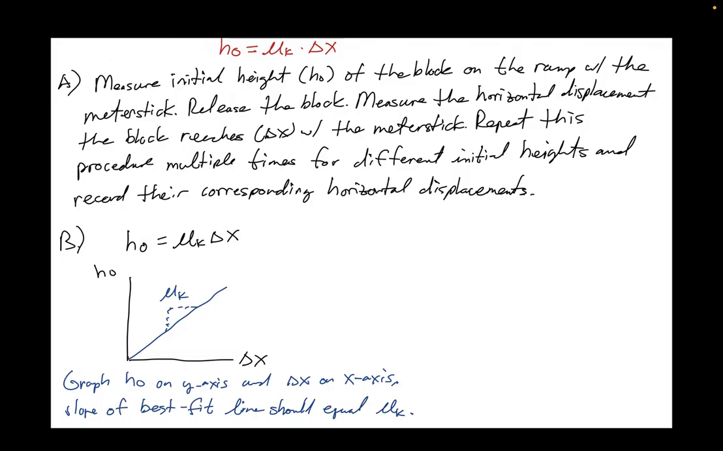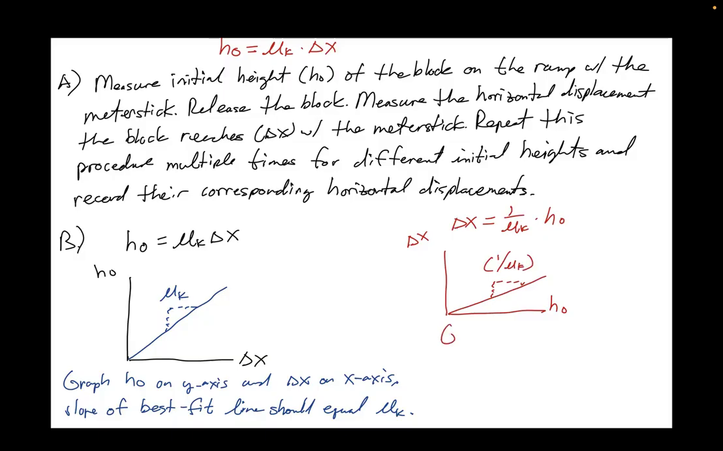However, if we wanted to do this with how we designed our experiment, technically our initial height is our independent variable, and the corresponding horizontal displacement is a dependent variable. So we could do something like this. It's the exact same equation, just written a little bit differently. In that case, we would want to graph the initial height on the x-axis and the dependent horizontal displacement on the y-axis. And the slope of that line should be 1 over the coefficient of kinetic friction.